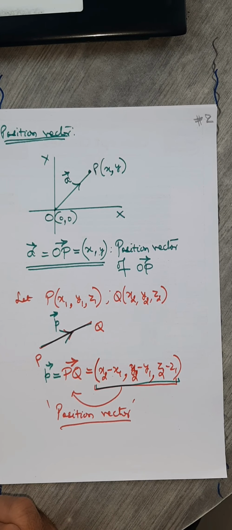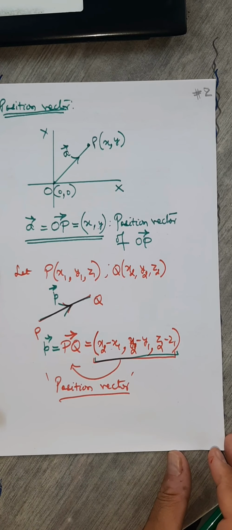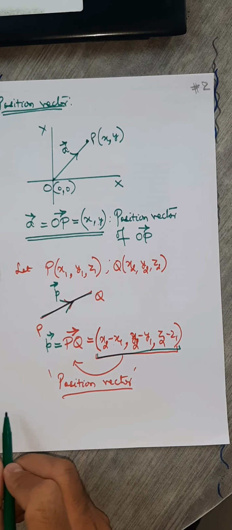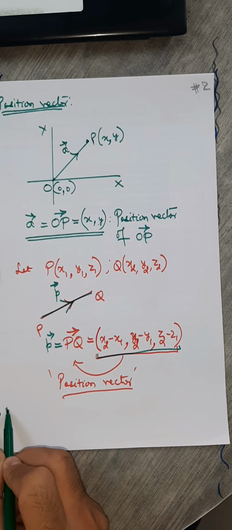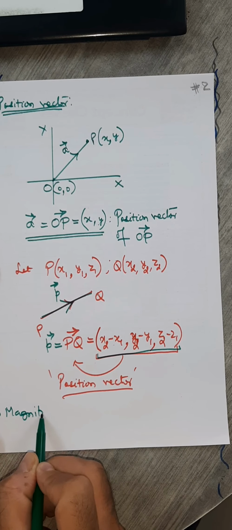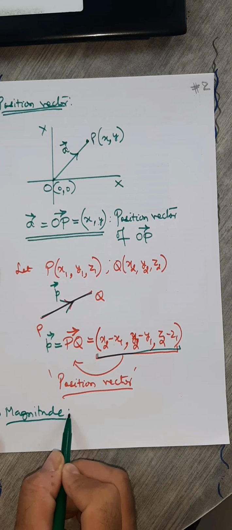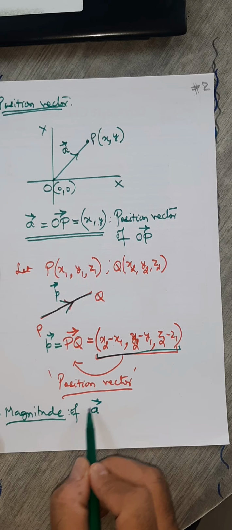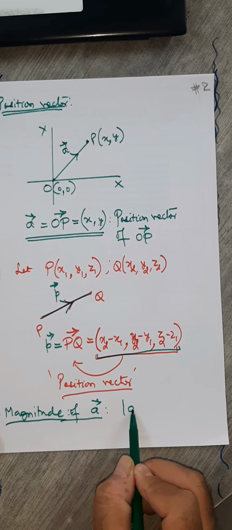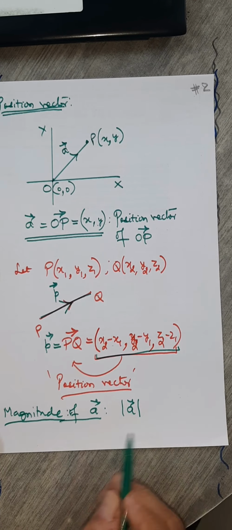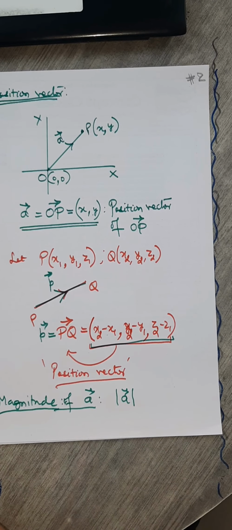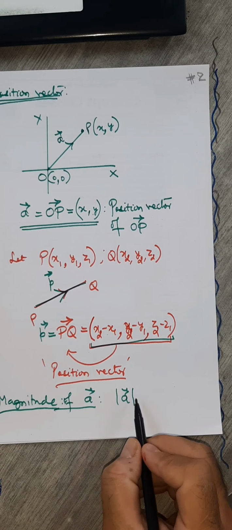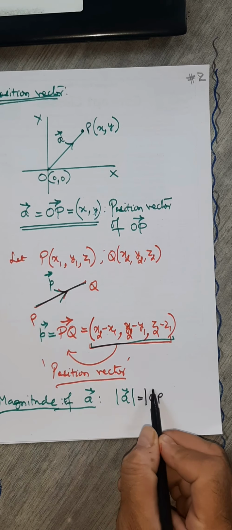Okay. Now the next point is how to write the magnitude. That's the next point. So here the magnitude of this, let me write vector A here, that is denoted by this symbol. This is read as magnitude of A, vector A, remember, which I can write like this also, magnitude of OP.